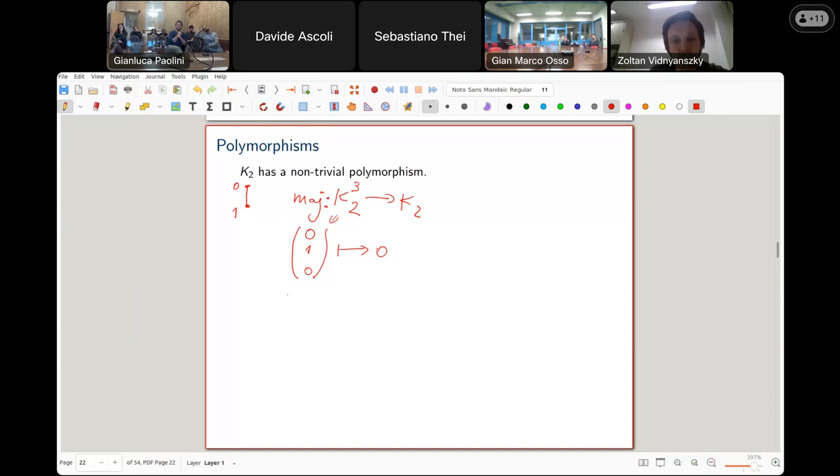Just to check that this is a homomorphism, we have to check that if two vectors here are connected, then their images are connected over there. How can two vectors here be connected? Two vectors are connected if they are connected in every coordinate. So, for example, the vector 0, 1, 0 is connected only to 1, 0, 1. This is the only connection, but this of course maps to 0, this maps to 1, and these are connected, so we're happy. So the majority map is a polymorphism of K2, and it is clearly non-projective, as non-projective as it gets.